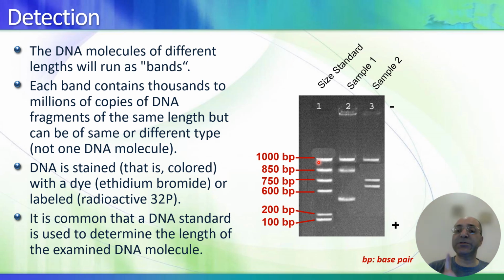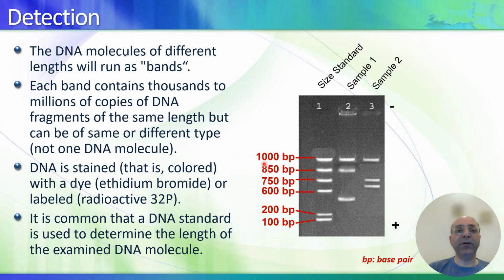They can be of different types, but they have the same size. So each band does not contain one DNA molecule, rather each band contains, again, thousands to millions of DNA molecules. Now, we take the DNA and we stain it. And here we have a standard. We know that the size of the DNA molecules inside this band are of this size.